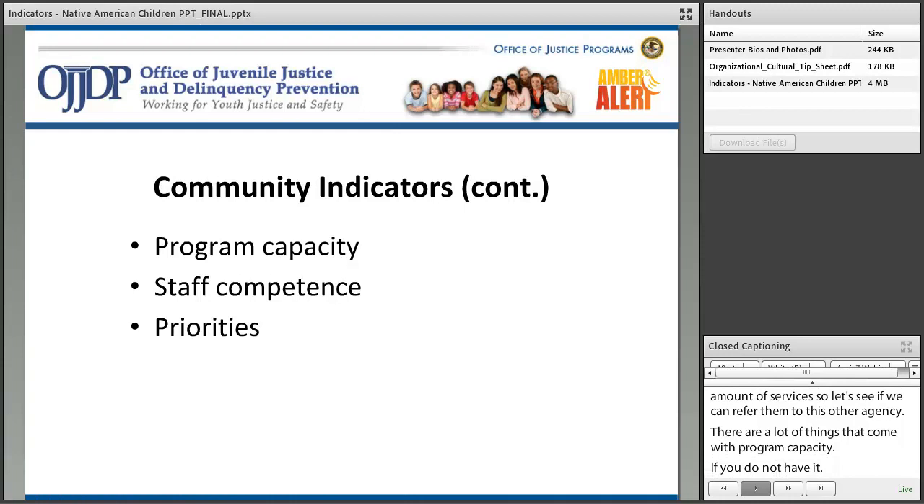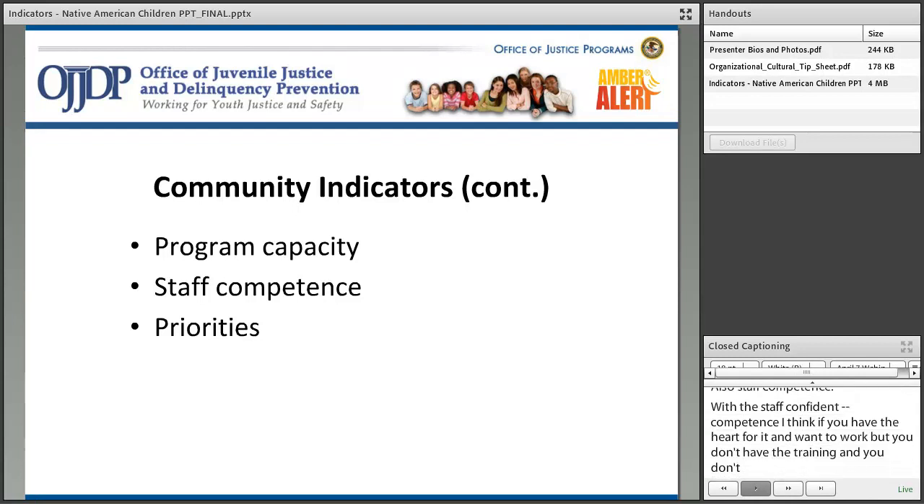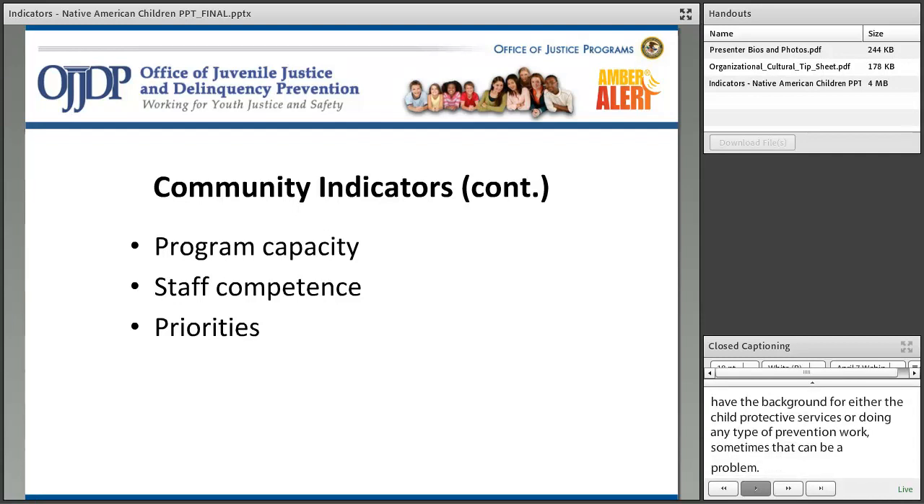With the staff competence, I think if you have the heart for it and you want to work, but you don't have the training, and you don't have the background for either child protective services or, you know, doing any type of prevention work, sometimes that can be a problem. Like I mentioned so many times before, this is only through my experience in being a manager as well, is that whenever staff does not have the appropriate training or background, oftentimes this can lead to problems. And it ends up being an indicator, because if people can't trust your program or they don't trust the quality of services that they're receiving, then they're not either going to report or they're not going to self-refer themselves to your services because of that issue.